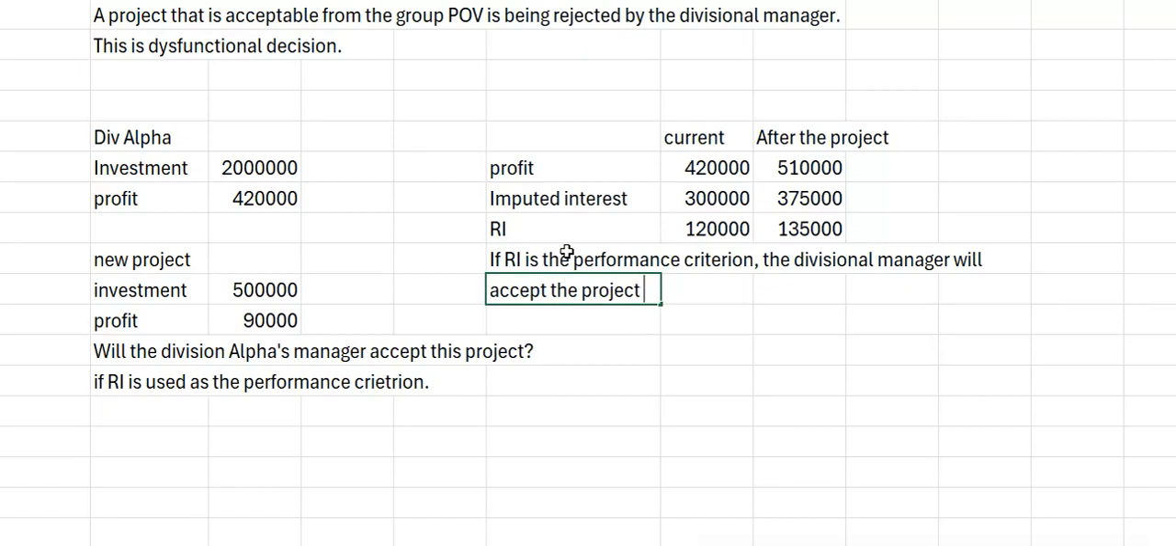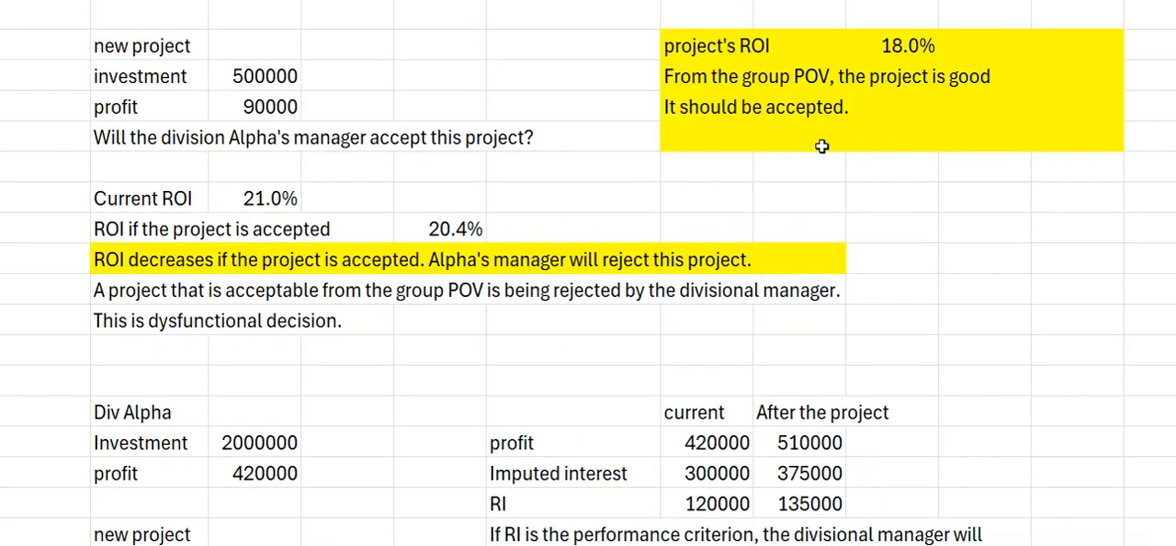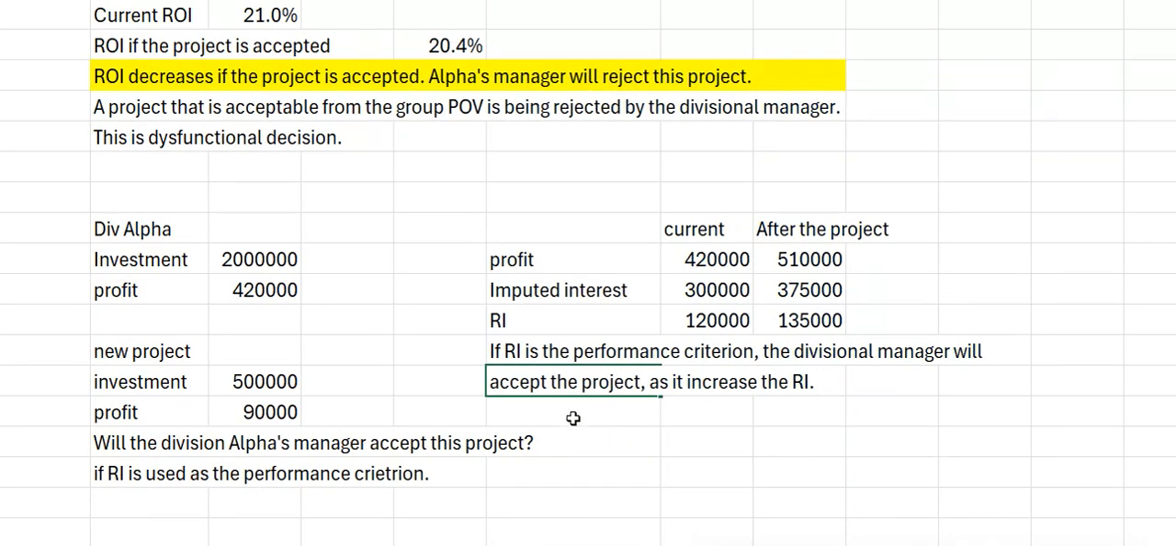Why? As it increases the RI. See, it increases the overall RI. So he's going to get more bonus. And in this case, this decision is in line with the group decision because group also likes this project. From group policy, this is a good project. So let me say this decision is in line with the group objective.